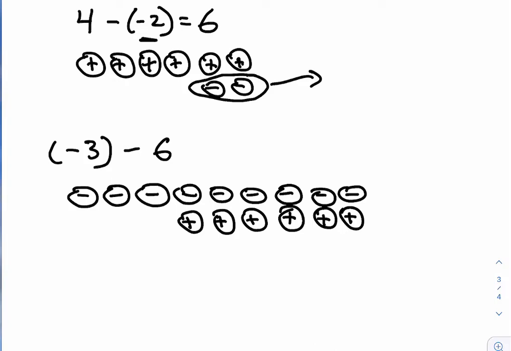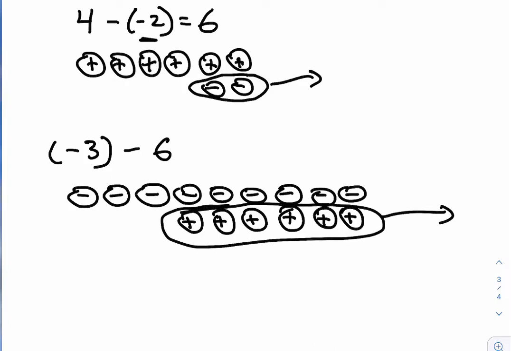I now look and I see that I have 6 positive chips available, and I'm going to remove those, leaving my answer to be the remaining chips, which is a negative 9. Let's do another one.